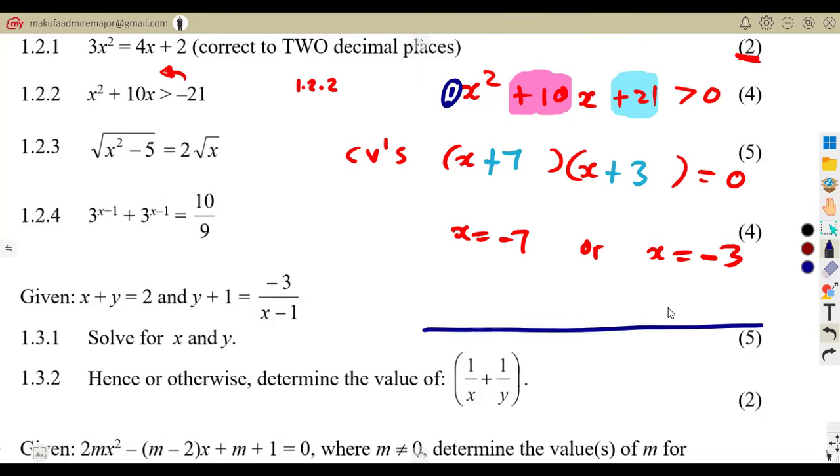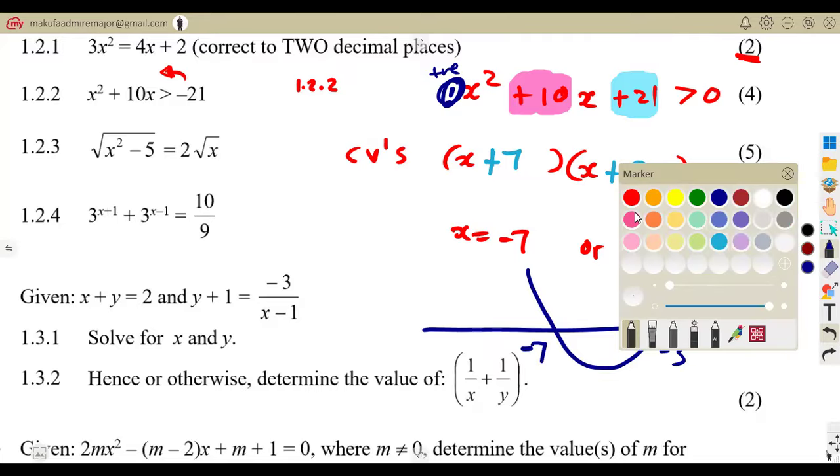If you're using the graphical concept, the coefficient of x squared is 1, which is positive, so this is going to be a smiley shape like this. You're having two solutions, at minus 7 and at minus 3. The smallest value is minus 7. Remember, minus 3 is bigger than minus 7, so minus 3 is going to be this side.